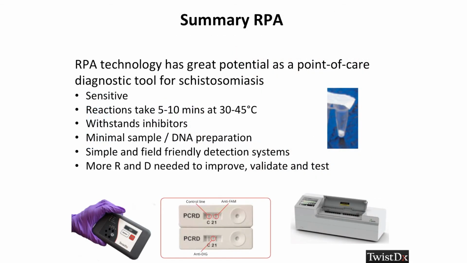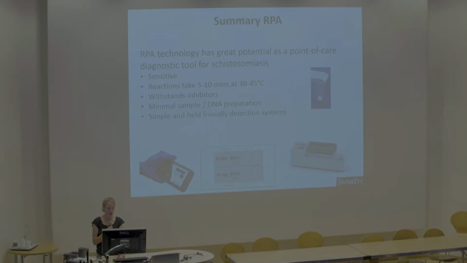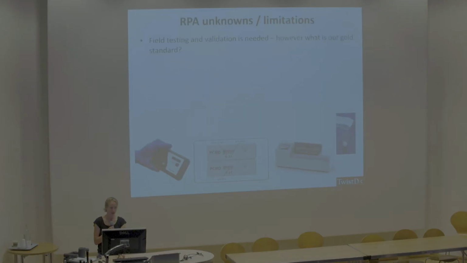So RPA really has great potential for point-of-care diagnostics. It's highly sensitive, reactions are very quick, and it can be run in portable devices with standard inhibitors. You can use very crude DNA preparations. It's simple and field-friendly, with very minimal steps needed for setting up and running the assay. But again, lots more development is needed. We need to validate and test this system in multiple places, on different kinds of samples, and on clinical samples.